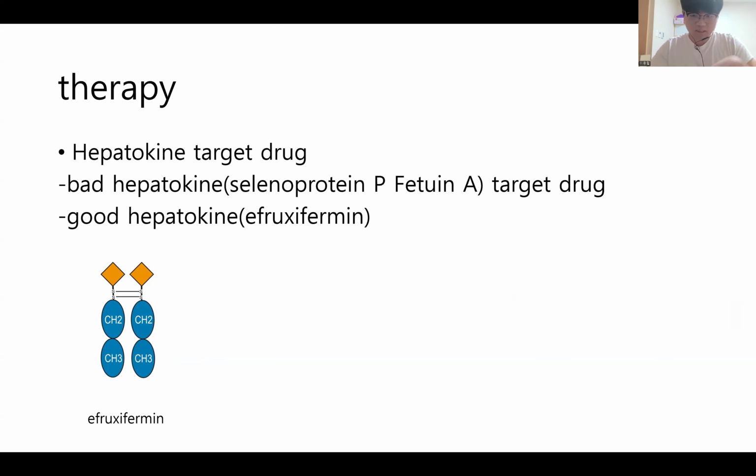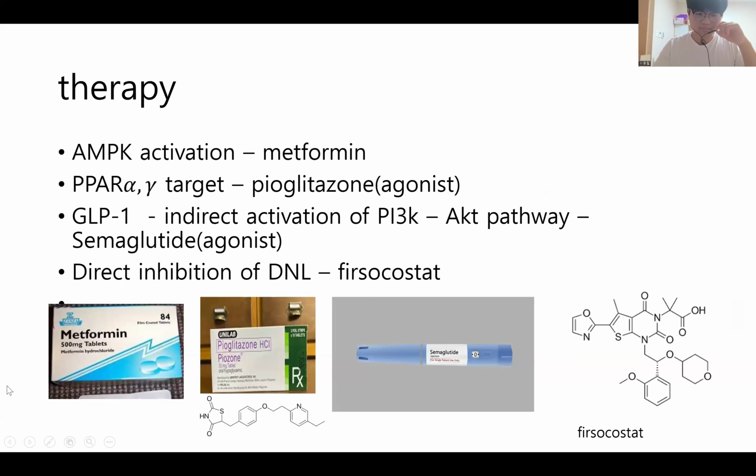For example, the phase 2b drug pegozafermin increases FGF21 signal and increases insulin sensitivity. Metformin activates AMPK to inhibit SREBP protein and increase beta oxidation. Pioglitazone is an agonist targeting PPAR gamma to increase fatty acid oxidation. Glucagon-like peptide 1 can indirectly activate the PI3K-AKT pathway to reduce fat accumulation. Denifanstat inhibits DNL.